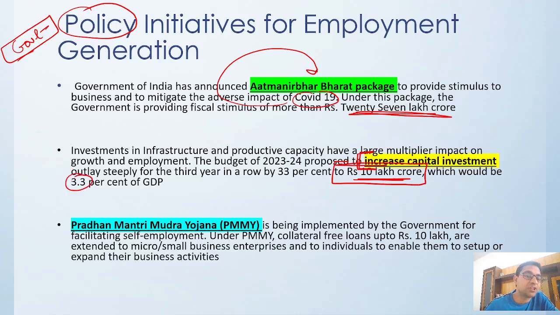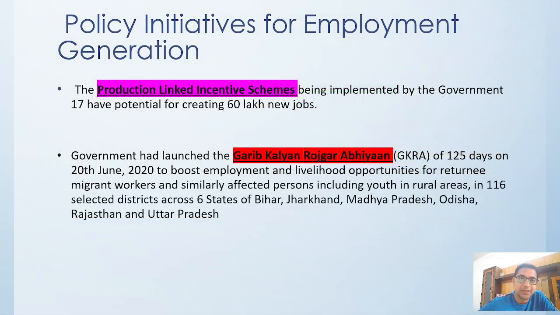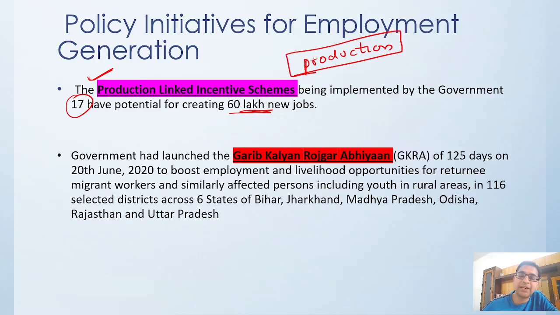It is 3.3% of the GDP. Pradhan Mantri Mudra Yojana: small loans up to rupees 10 lakhs are being provided collateral free to micro, small and medium enterprises, small businesses. Then the PLI scheme to 17 potential sectors to create 60 lakh jobs. That means the more production you do, the more benefit, more subsidy, more tax reforms you will be getting.